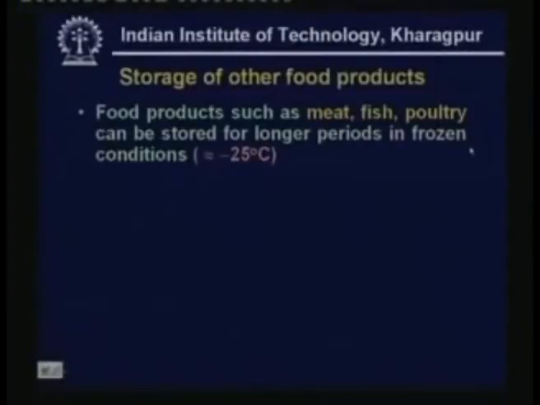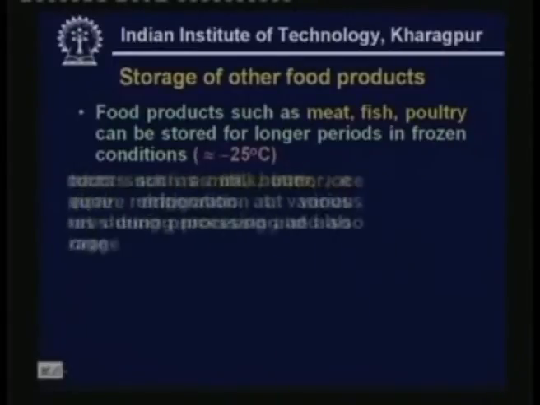Let's look at the storage of other food products. Food products such as meat, fish, poultry can be stored for longer periods in frozen conditions. The reason behind this is also the same as that of a dry product. When you are freezing a food product, you are actually temporarily stopping the water activity, because in frozen condition water will be available in the form of ice, so the water activity is considerably reduced. So the bacterial activity is also reduced, thereby you can increase the storage life of food products.